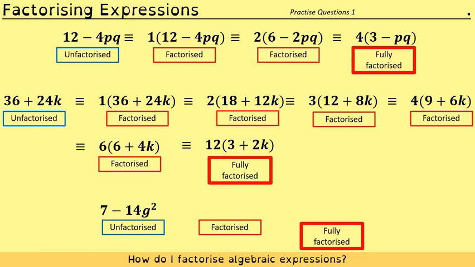So here's the unfactorised expression, 7 take away 14g squared. So pause the video now and see if you can get the factorised expression and the fully factorised expression. Okay, with your different colour, we can mark our factorised expression where we just have a factor of 1, and then the fully factorised expression where we take out the greatest possible value, 7. So 7 times 1 take away 2g squared is the fully factorised expression.